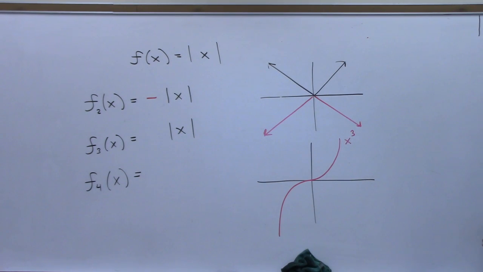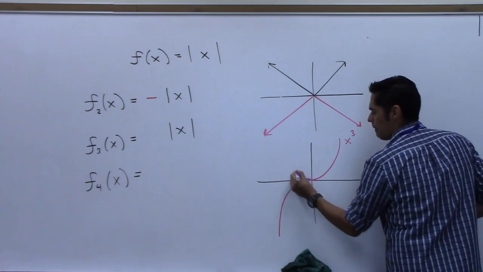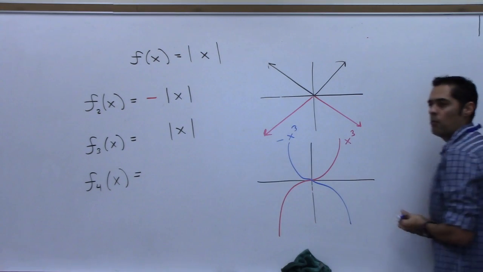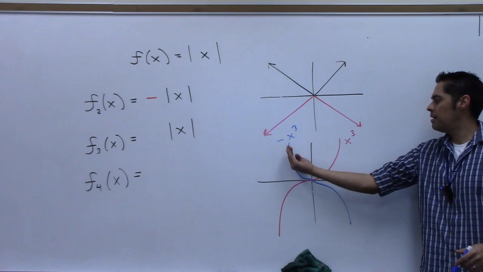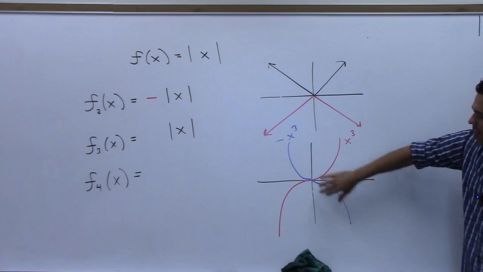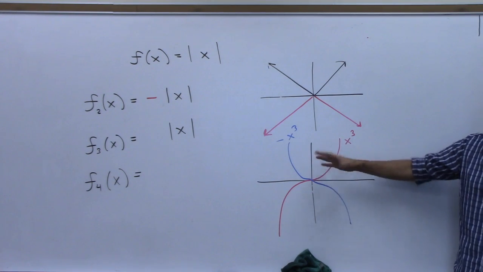Negative x cubed, so a negative in front of this, would look like that, wouldn't it? Because it would bring this part that was negative up to be positive. It would take the part that's positive and flip it down over the x-axis to become negative. So that's a reflection over the x-axis also.